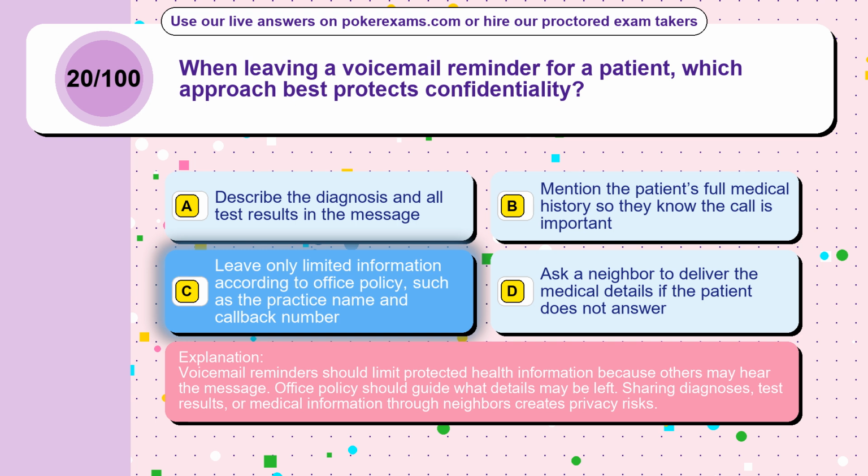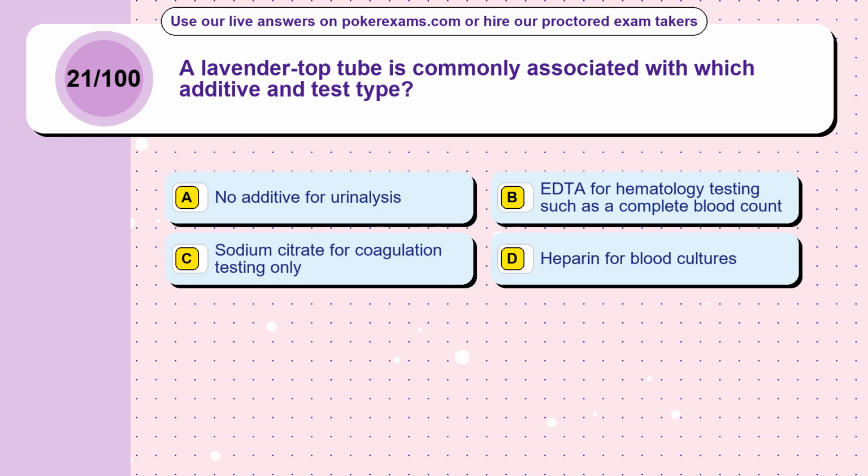Sharing diagnoses, test results, or medical information through neighbors creates privacy risks. Question 21. A lavender top tube is commonly associated with which additive and test type? Option A. No additive for urinalysis. Option B. EDTA for hematology testing such as a complete blood count. Option C. Sodium citrate for coagulation testing only. Option D. Heparin for blood cultures.